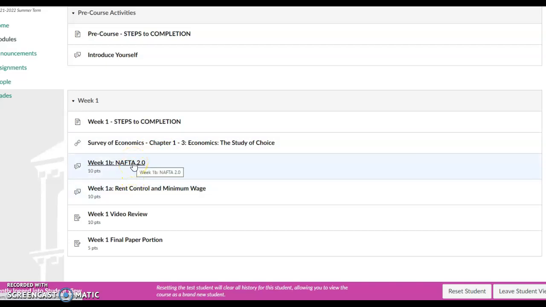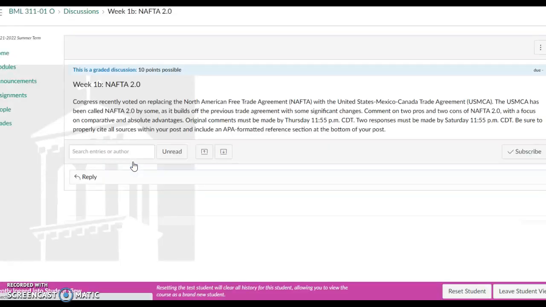Now, these are going to be due on a weekly basis. The first one is going to be on NAFTA, which is our North American Free Trade Agreement. And to my understanding, if you all follow the news, it's no longer called NAFTA, but President Trump, during his time in office under the Trump administration, eliminated the word NAFTA. But we still do have a trade agreement with Mexico as well as Canada.